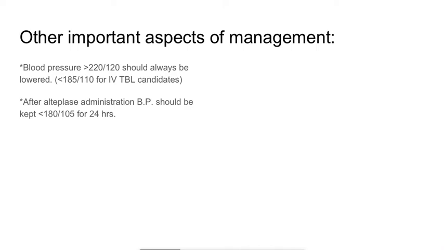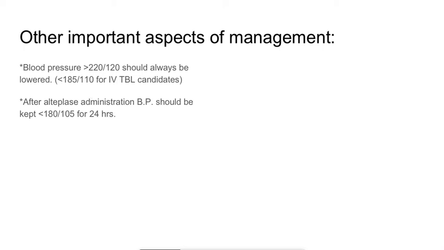Okay, and remember that we don't want to lower the blood pressure to normal values. We don't do that. Remember, the patient has a vascular obstruction, we need to have some kind of high blood pressure in order to get better perfusion of the brain. So we just lower it below 185 over 110, but not to 140 over 80. Okay, once we have blood pressure below 185 over 110, the patient is good to receive thrombolysis.